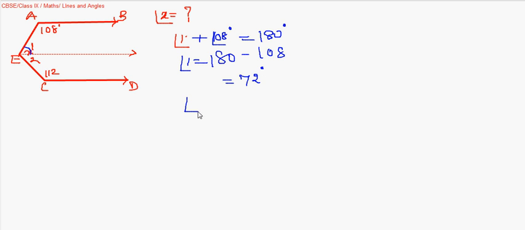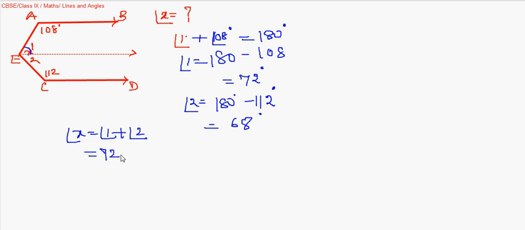On the other hand, angle 2 will similarly be 180 minus 112 because angle 2 and 112 also make a supplementary pair. If I subtract 112 from 180, I'm getting 68, right? So angle X we had marked as angle 1 plus angle 2. So it is 72 plus 68. Makes it 140.